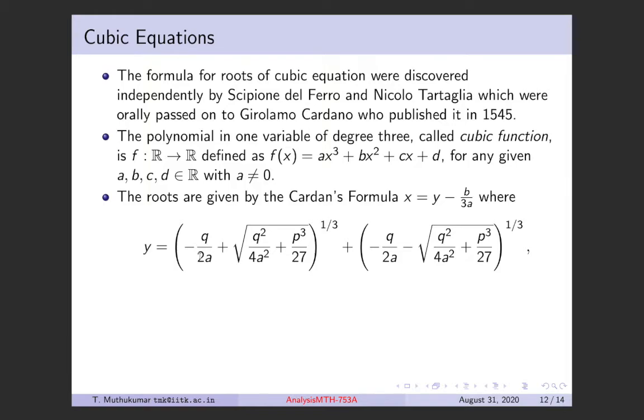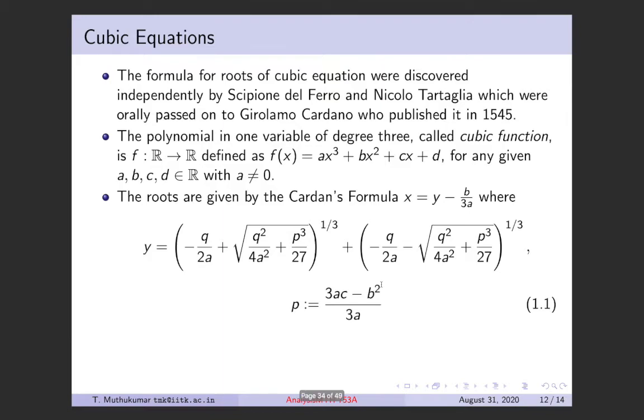Here again you see it's a cube root of something and a cube root of something. Whatever is inside is the same quantity, except there is a plus here and a minus there. So the cube root of that quantity, summed, is y. Now here you have a, which is precisely the coefficient of x cube. The other things you have are p and q.